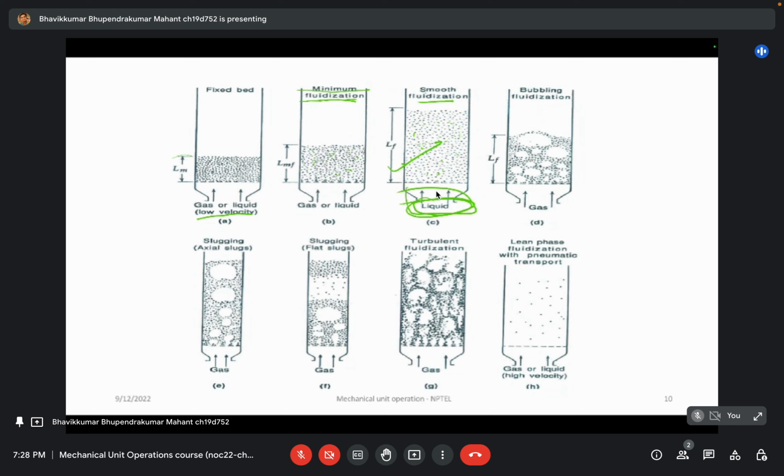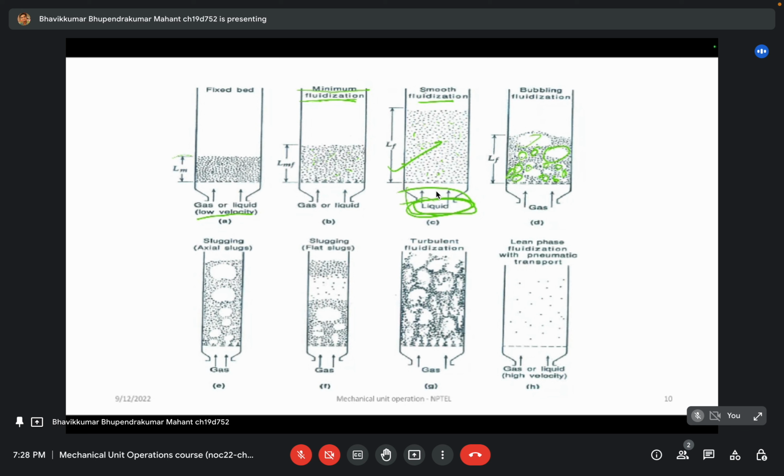But if you talk about gas and you increase the gas flow rate, then you can see there will be some places where gas molecules are very vigorous, or just start to become vigorous, and you can see bubbling of gas can happen.